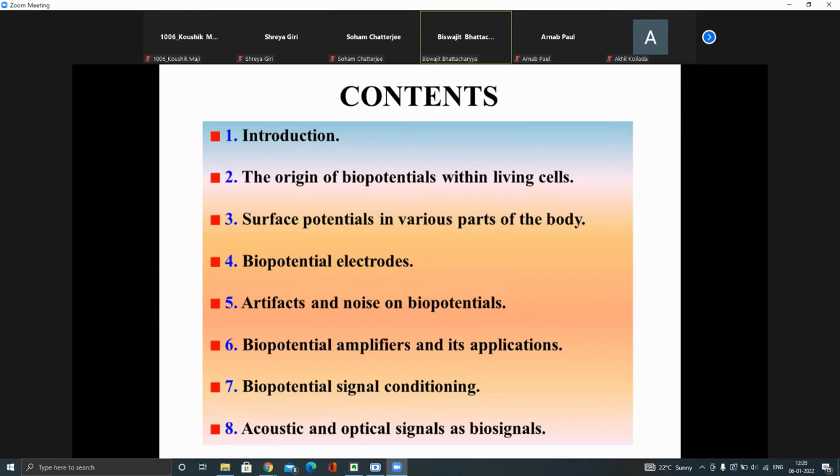Then comes the biopotential amplifiers. How these various signals are amplified, how to apply them, how to design them. Then we'll see biopotential signal conditioning, how to design various circuitry to pick up, to transmit, to process these signals. So some things we'll see there. And chapter 8, that is acoustic and optical signals as biosignals.